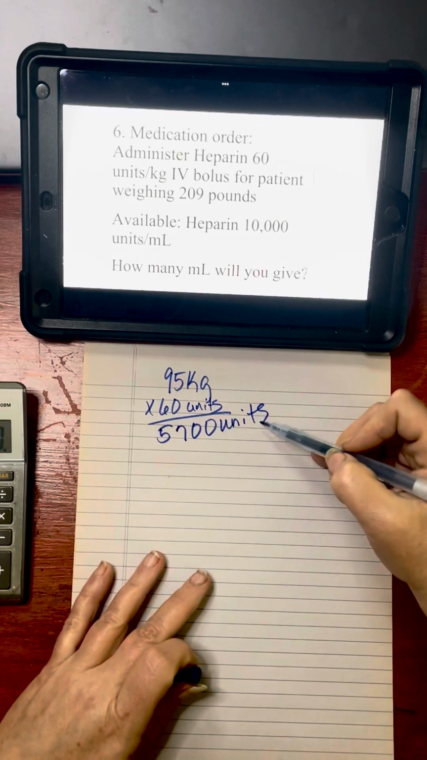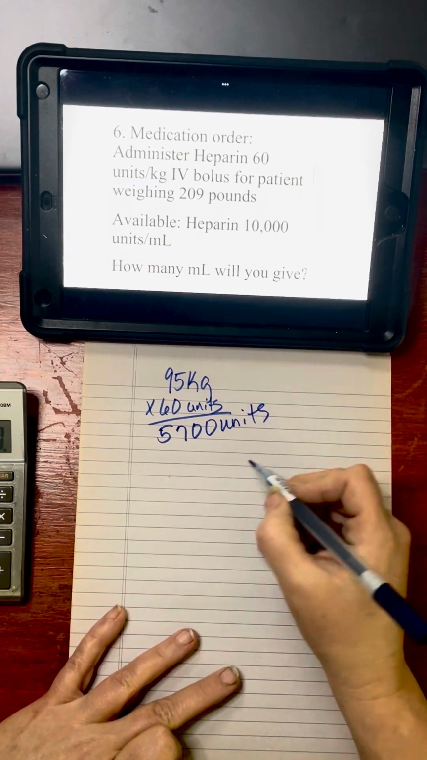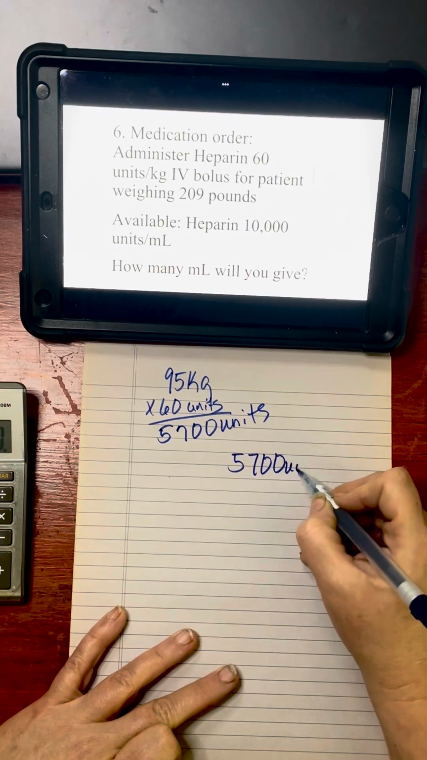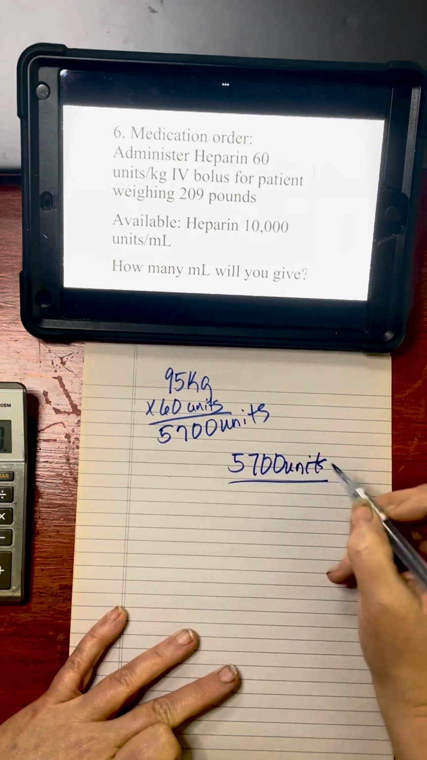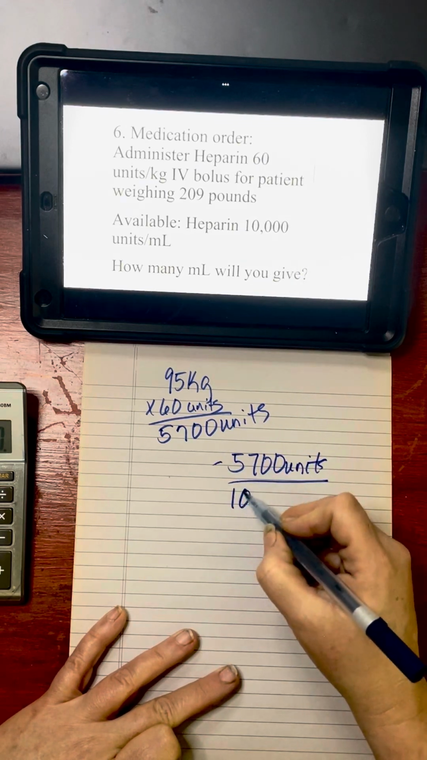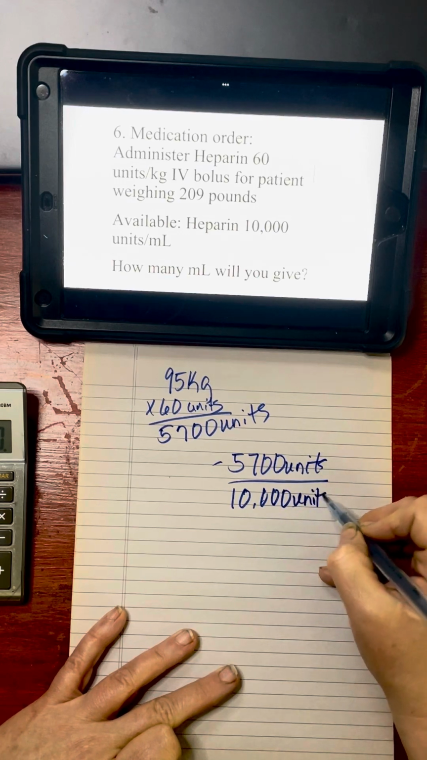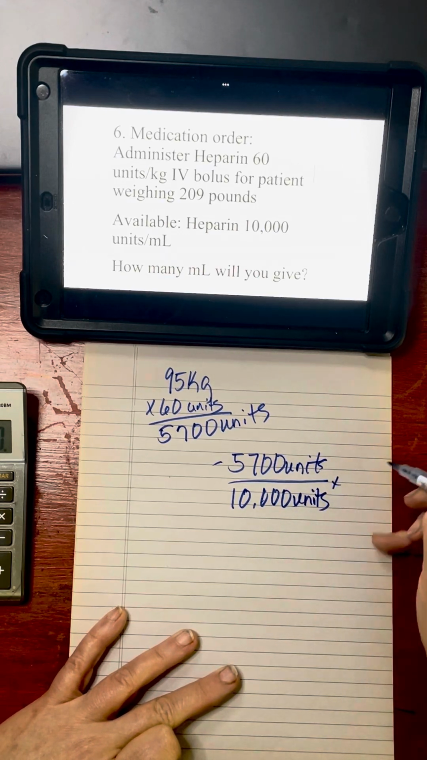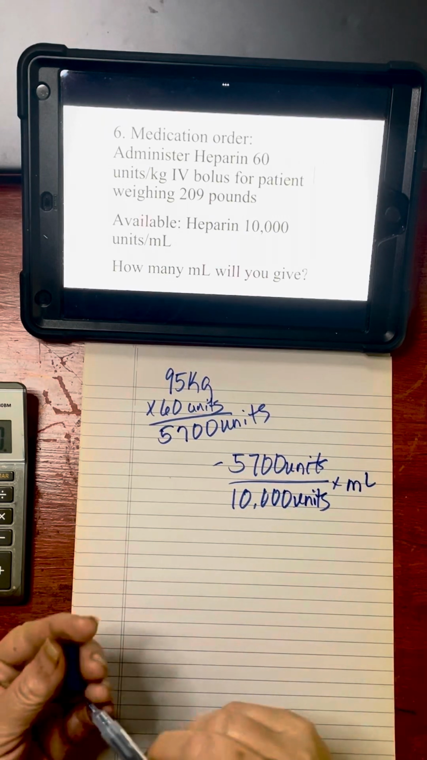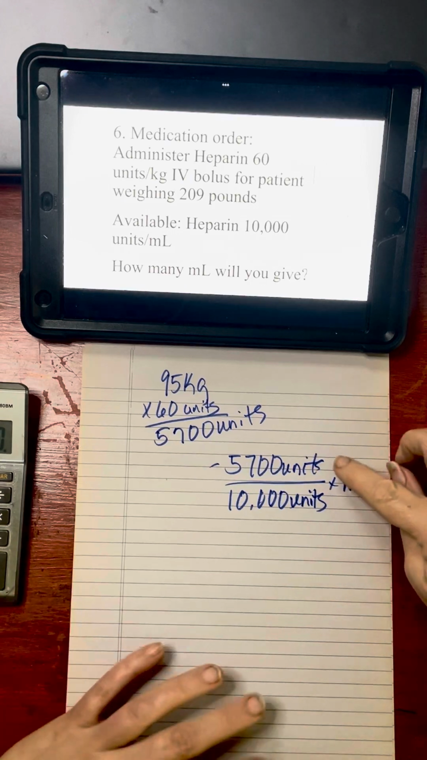So this is now the dose ordered. What Mr. Man wants them to get is 5,700 units. What we have is 10,000 units. I'm writing it out because some instructors say write it out, and so I'm just trying to pacify her or him. I don't know. So this, we're going to do the math.